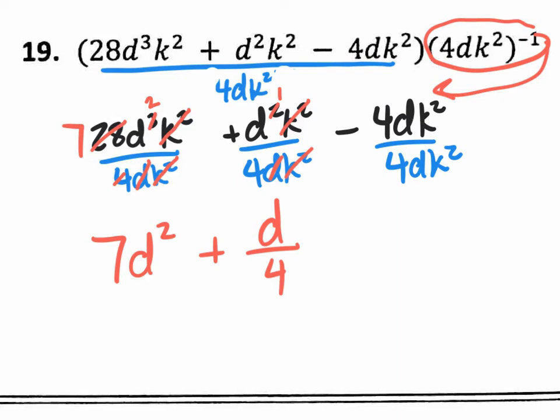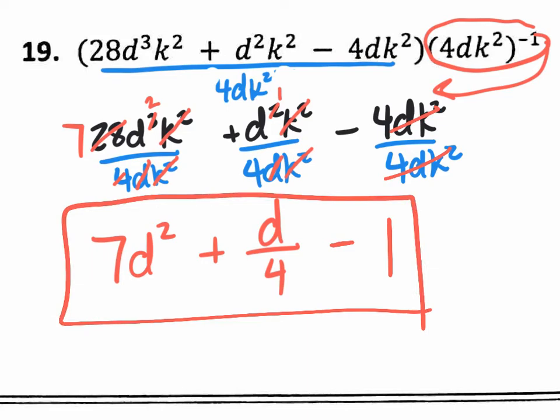Last but not least, notice that we have the same identical 4dk squared over 4dk squared. The identical values both on top and bottom. That means that those completely cancel. You have a negative 1 left over at the very end. So there's your answer for number 19.